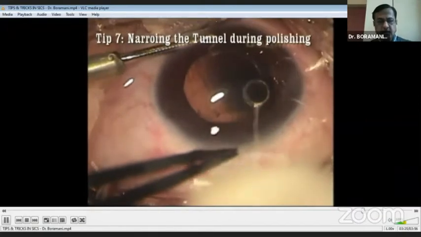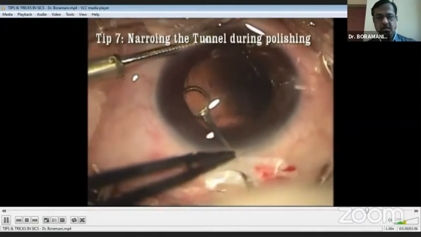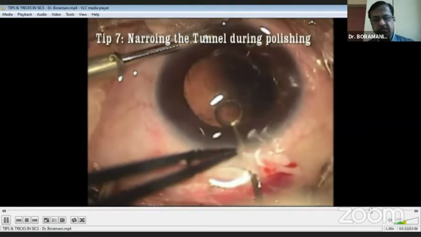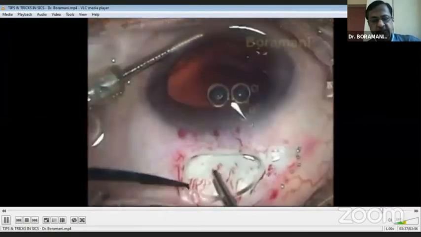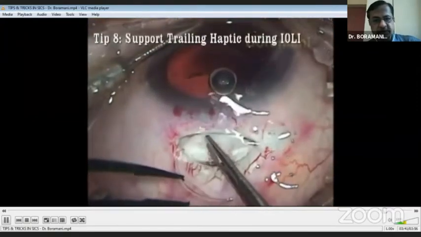Whenever you are doing the capsular polishing with the AC maintainer on, to prevent shallowing of the AC, with the forceps in the left hand I generally narrow the tunnel. So only a 2 or 3 mm opening is left, through which the polisher is passed. This helps in a very good capsule exercise.